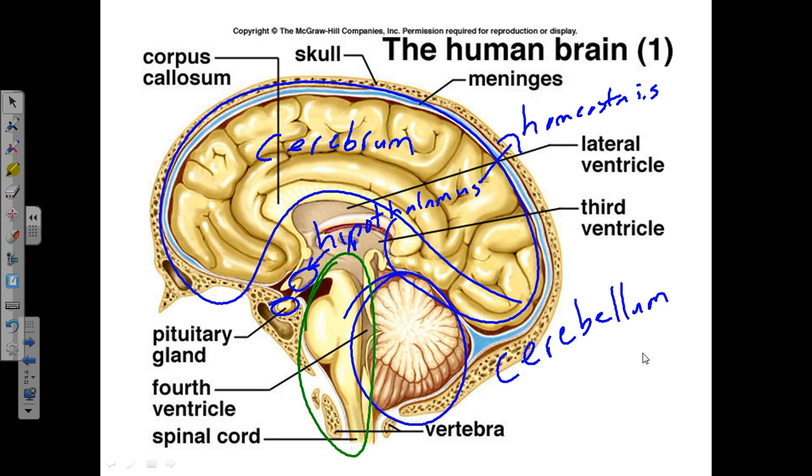Also remember that your brain is surrounded by these membranes, which are in light blue up here. They're called the meninges. And occasionally you might get an infection of those, an inflammation of those. And that is very, very, very dangerous.